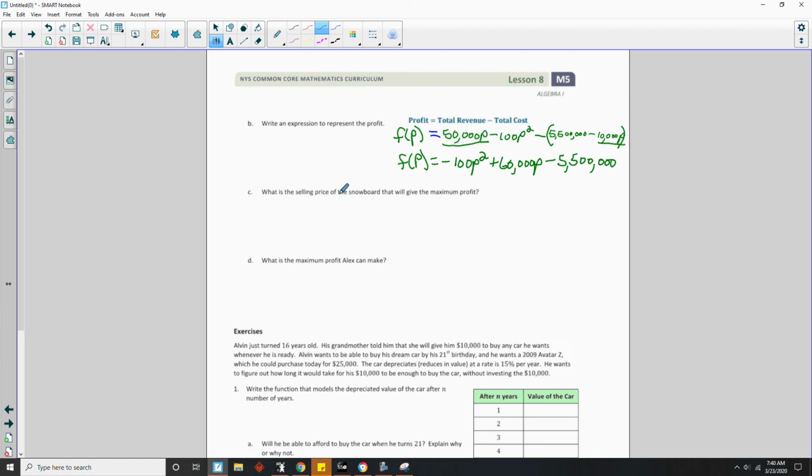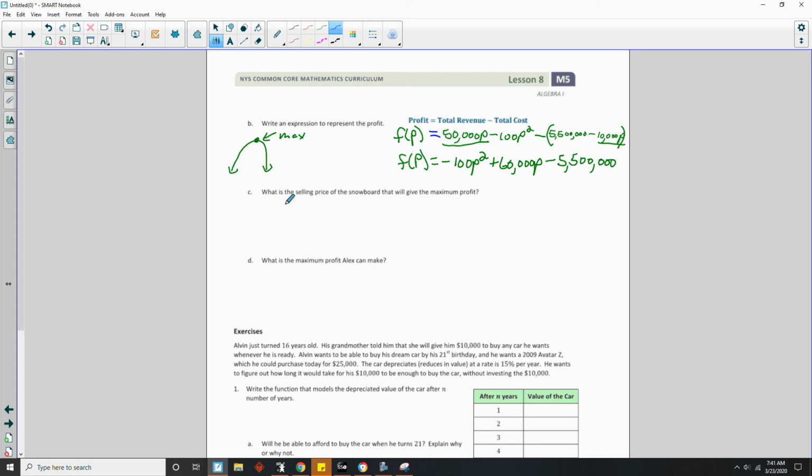Part C says, what is the selling price of the snowboard that will give the maximum profit? Well, this is a quadratic, so keep in mind, if I graph a quadratic, it gives me a parabola, and the maximum value would be my vertex. So there it would be the max. And that's what C is asking. What is the maximum value of this function? So we need to complete the square. Okay, so we're going to complete the square to find the vertex x comma y, the maximum.